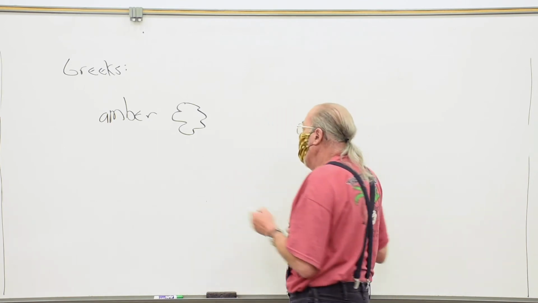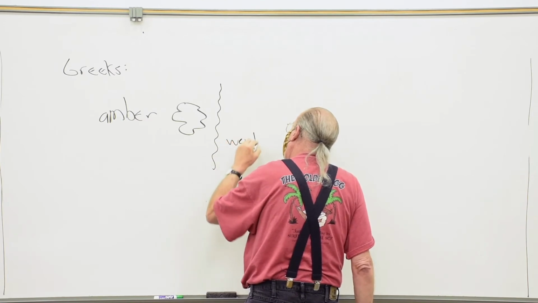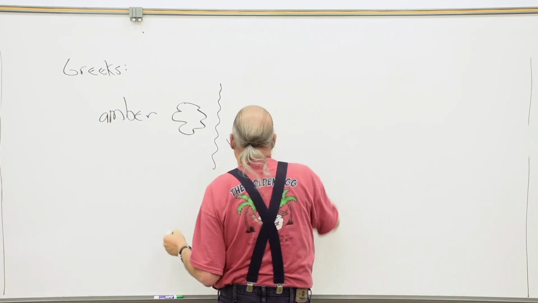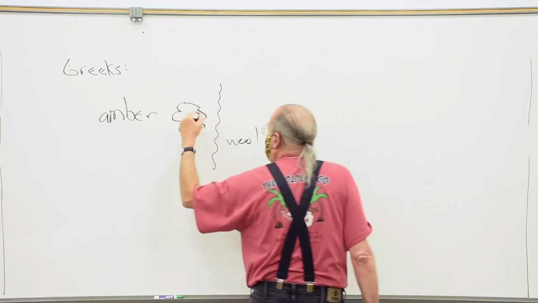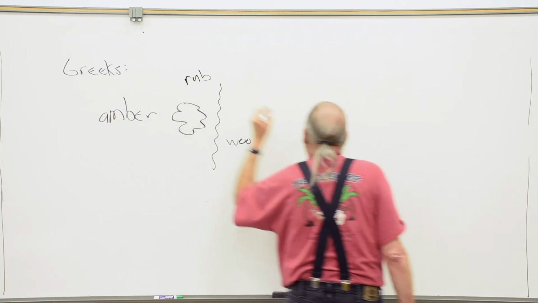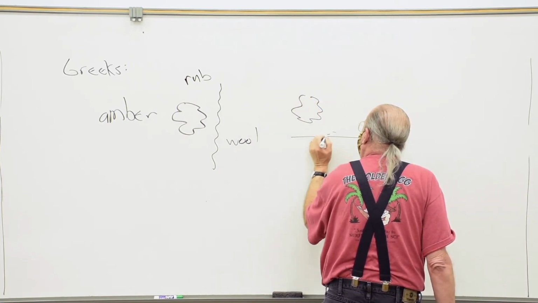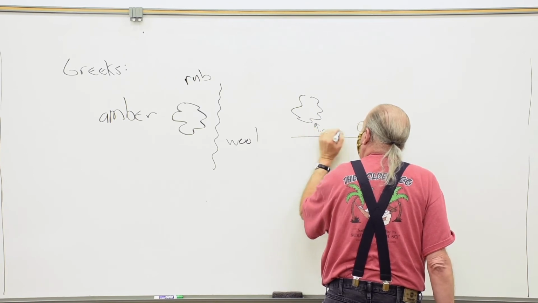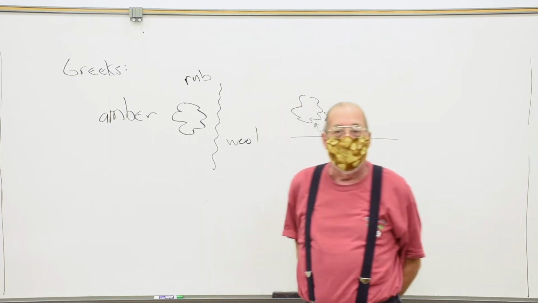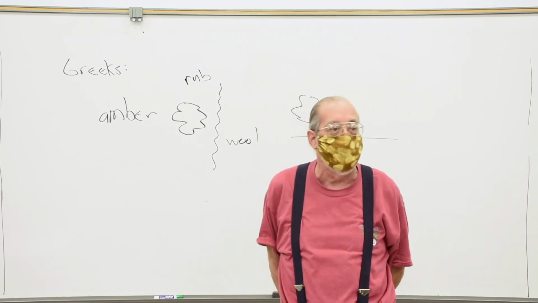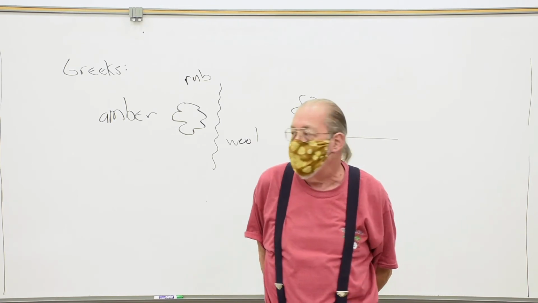Well, the Greeks discovered that if you rub this with wool, or rabbit fur, or some kind of fur, that you discover that the amber will attract bits of hair and other fur to it. In other words, for you ladies, static cling. Okay? Nothing worse than you get yourself ready to go out.